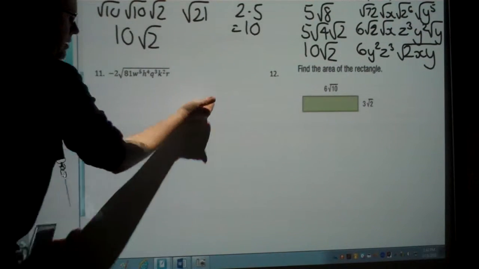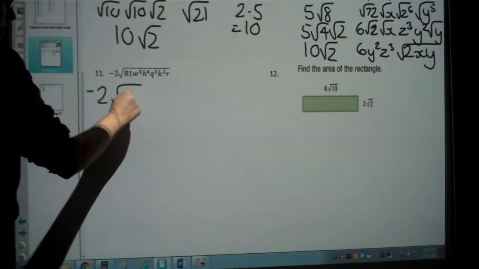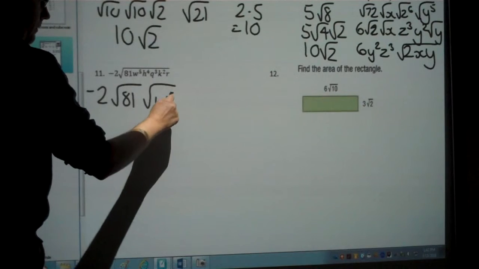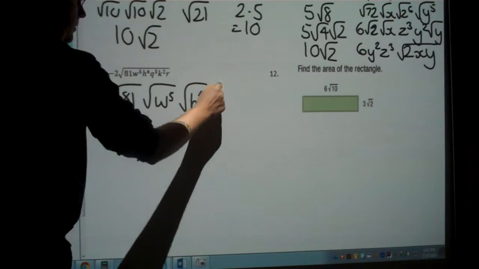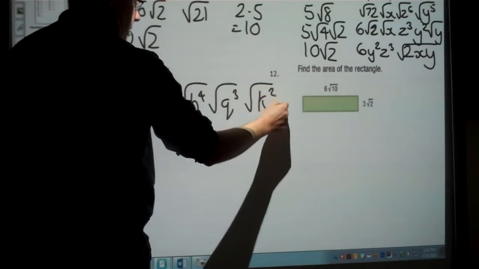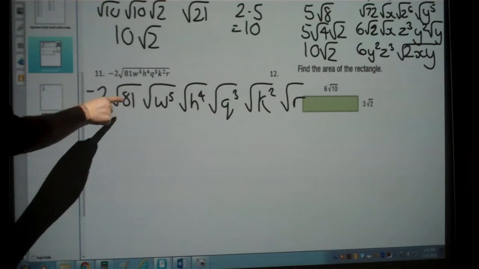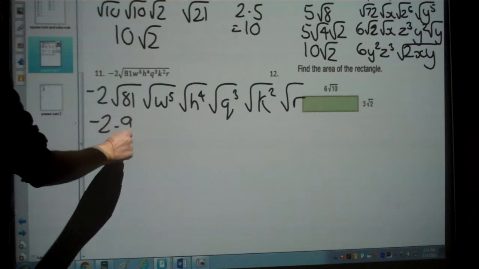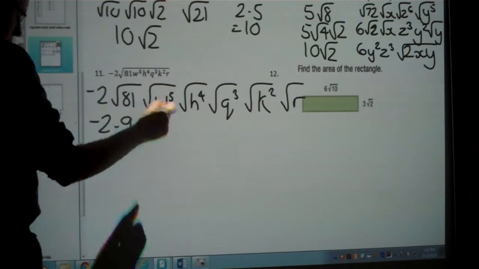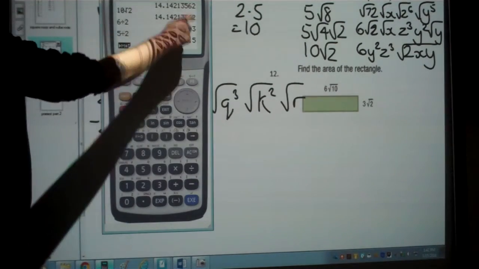Moving on to 11, another long question because it's got multiple steps in here. I've got to split this up. 81, w to the 5, h to the 4, q to the 3, k squared, and r. So I'm splitting it up for each letter. Square root of 81 we can just work out. That's actually just 9. Now if I want to try half in 5, that's one I just worked out a second ago.